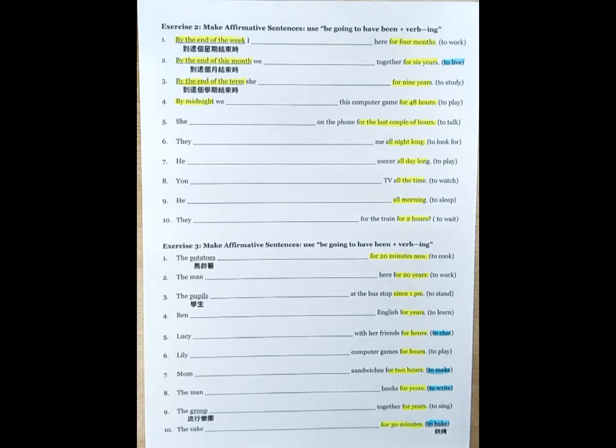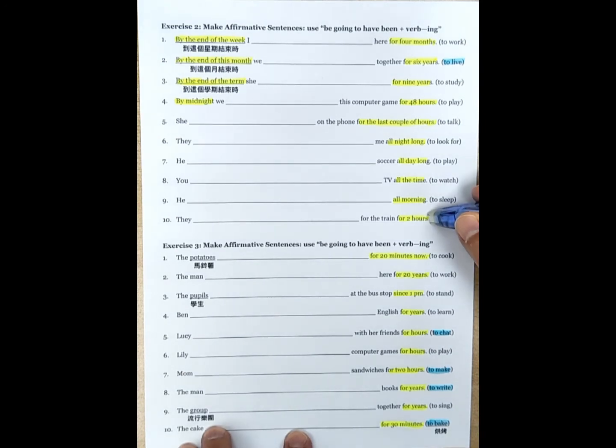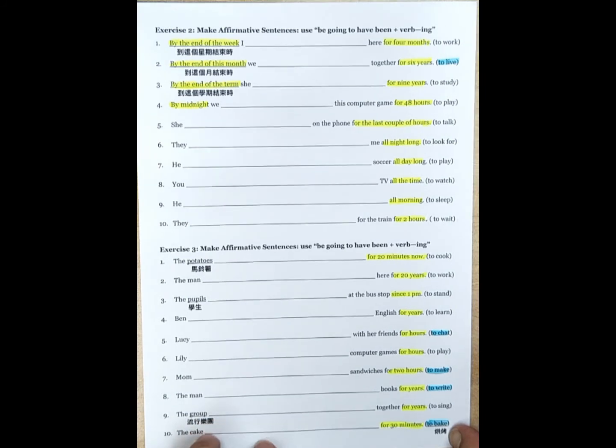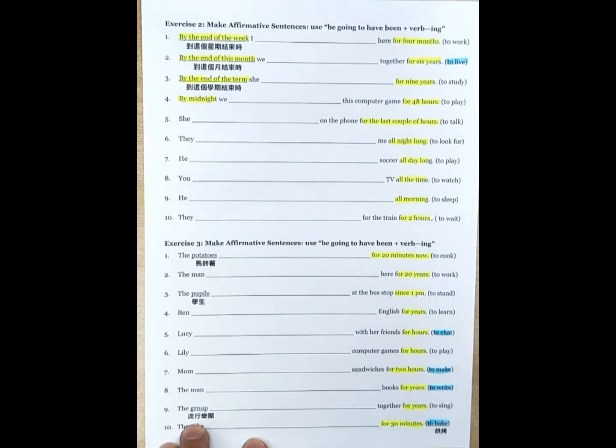All right, I see a mistake. Everybody look at exercise 2, number 10. I wrote a question mark. That is wrong. It should be a period. Take out your whiteout and get rid of the question mark. Write a period instead. Remember, it's okay to make mistakes. You just have to correct your mistakes.